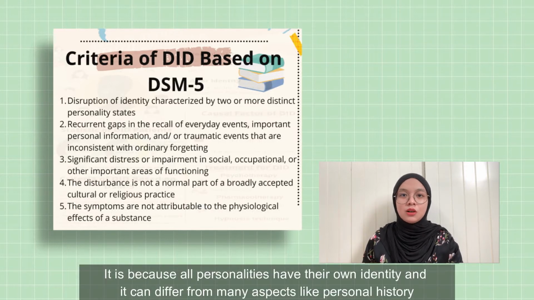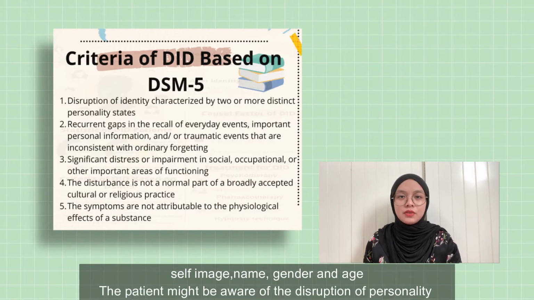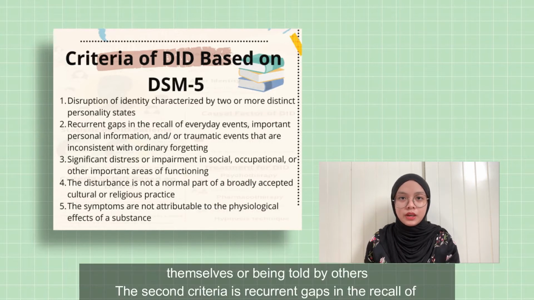It is because all the personalities have their own identity, and it can differ in many aspects like personal history, self-image, name, gender, and age. The patient might be aware of the disruption of personality themselves or be told by others.